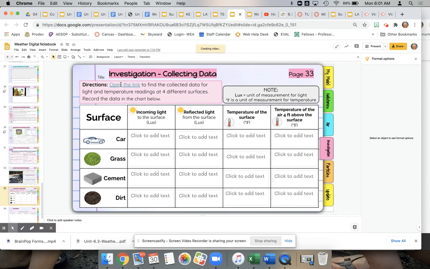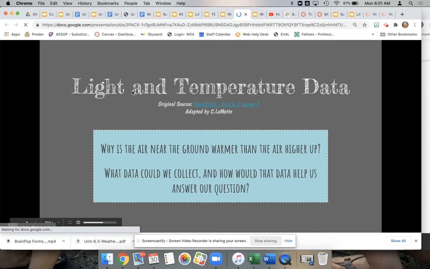So to see the data, I've created this document, and we have our question for this particular lesson, which is, why is the air near the ground warmer than the air higher up? What data could we collect? And how would that data help us support our question?